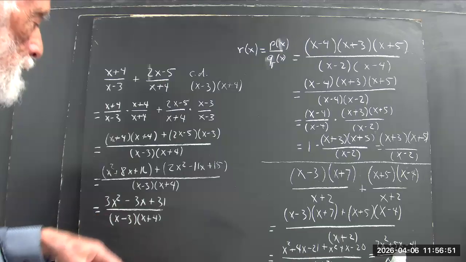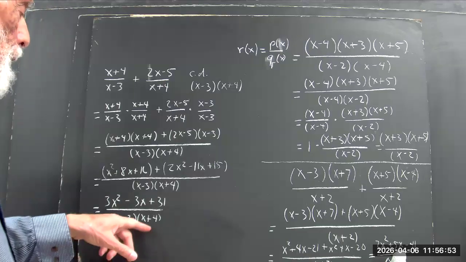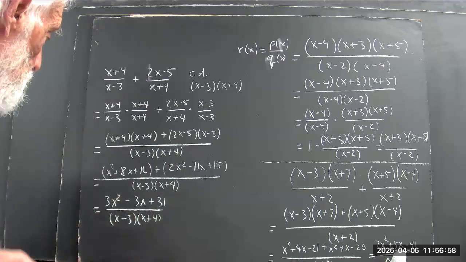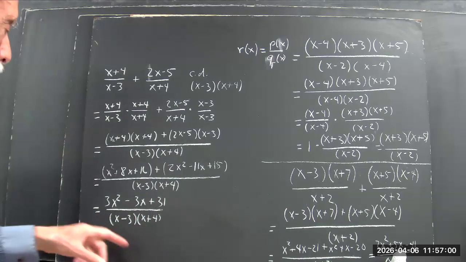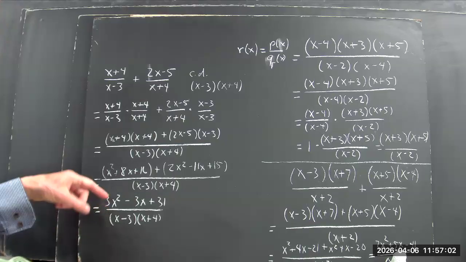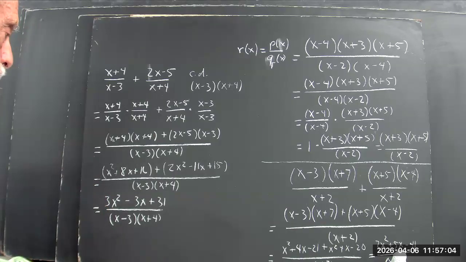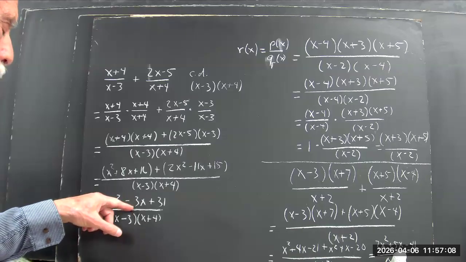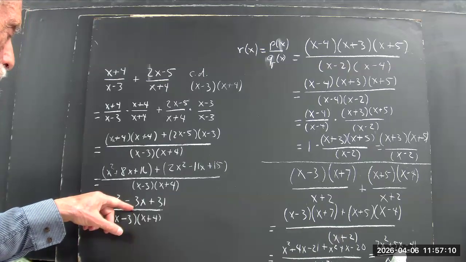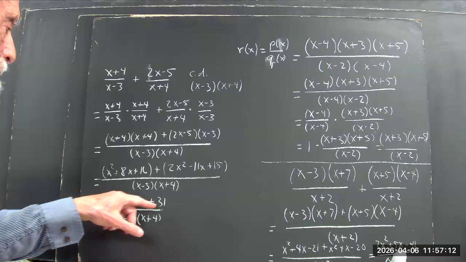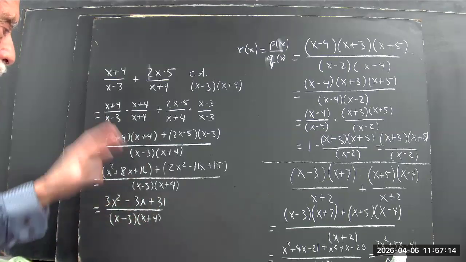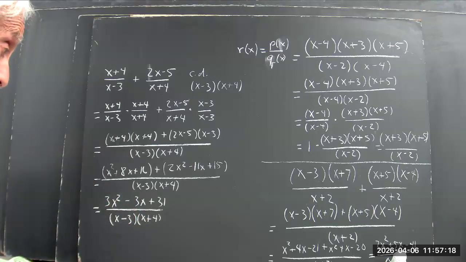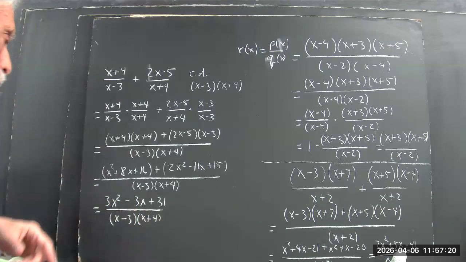If x plus 4 is a factor of the numerator, then x equals negative 4 will give us 0. So if x is negative 4, 3x squared is, well, x squared is 16, 3 times that is 48. And then minus 3x is plus 12. Well, that gives us 60. And then we add 31, we get 91. x plus 4 is not a factor of the numerator. So this is in lowest terms.